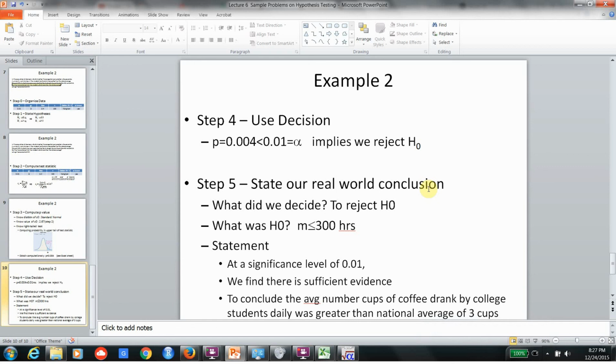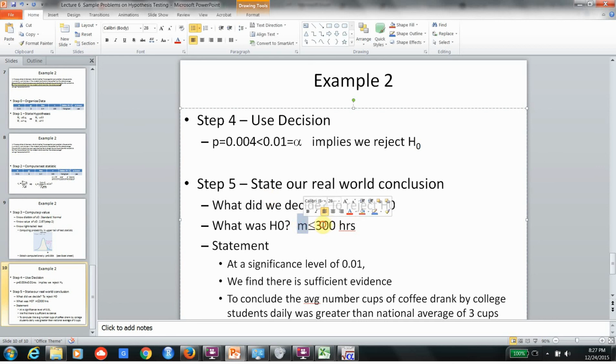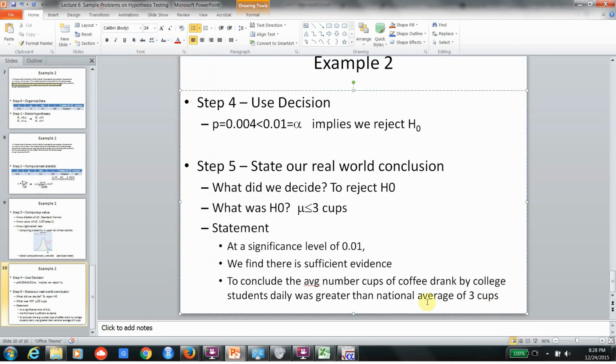Okay. So what did we decide? We're going to state our conclusion. We rejected H naught. H naught was the hypothesis that it was going to be 3 cups or less. And so now we're going to say at a significance level of 0.01, we find there is sufficient evidence to conclude that the average number of cups of coffee drunk by college students daily is greater than the national average of 3 cups. Okay, so hopefully this gives you a little bit of insight into how to do hypothesis testing, and now you can go ahead and do those homework problems.